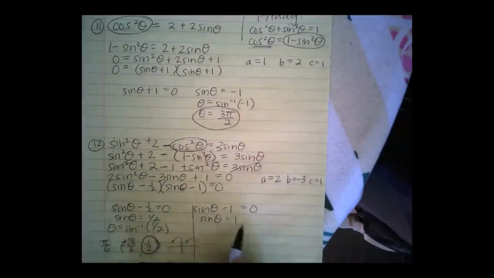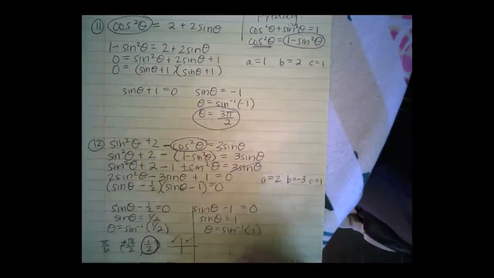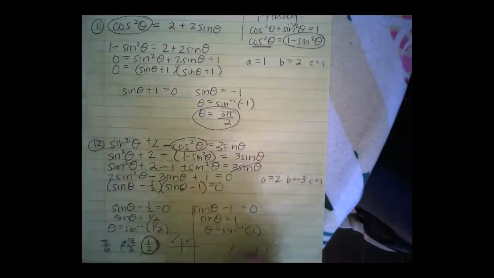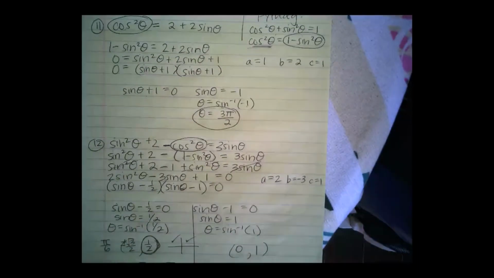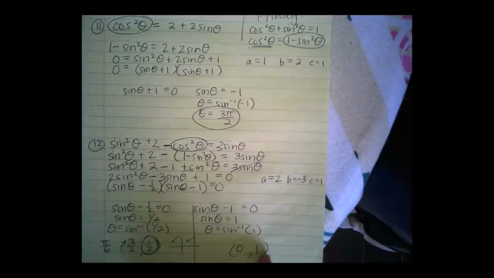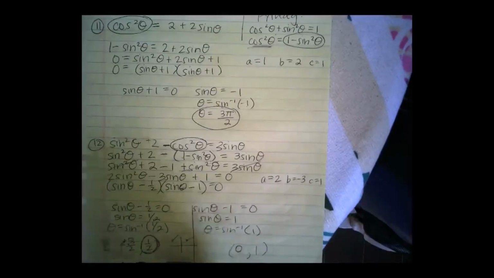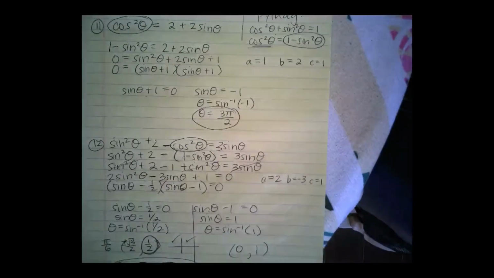Now let's come over here. This one's a little easier. Sine of theta equals 1. So theta would be the inverse sine, the arc sine of 1, meaning we are looking for a coordinate that has a positive 1 in the y. We know if there's a 1 in the coordinate, 0 belongs there too. So which angle is at (0, 1)? That is pi over 2.